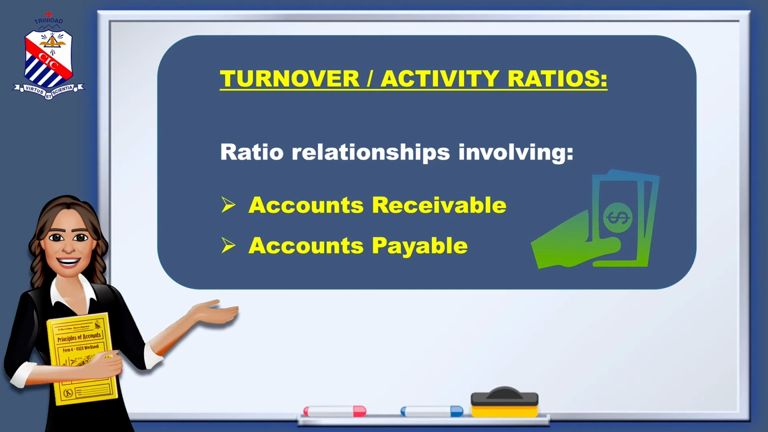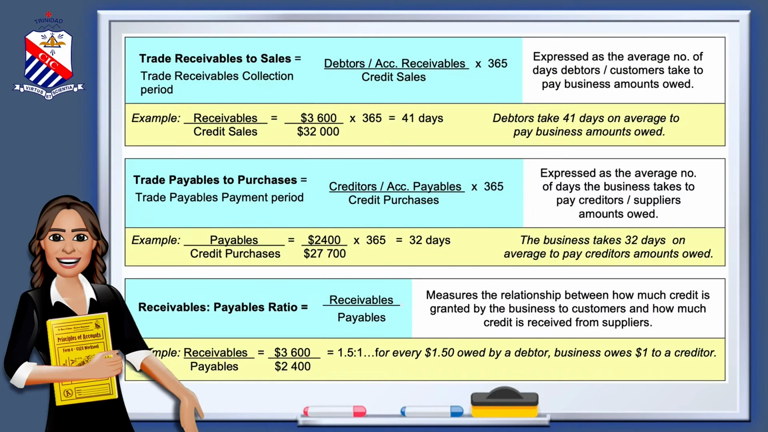So we're going to start with the ones that involve the accounts receivable and the accounts payable. Remember, accounts receivables are also known as trade receivables, also known as debtors. And the accounts payable are also known as your creditors or your trade payables, which is a new term that you're seeing more often. All of them mean the same thing.